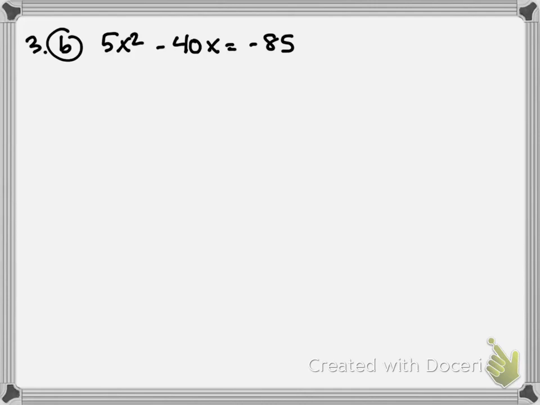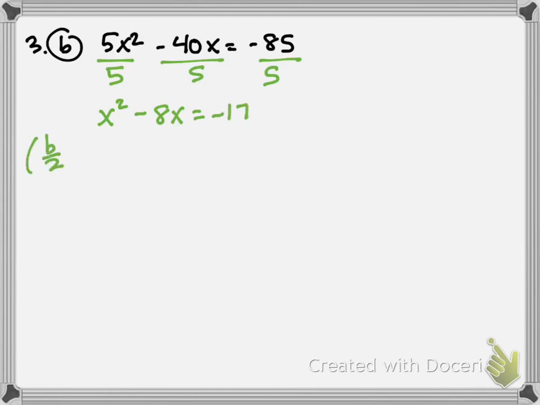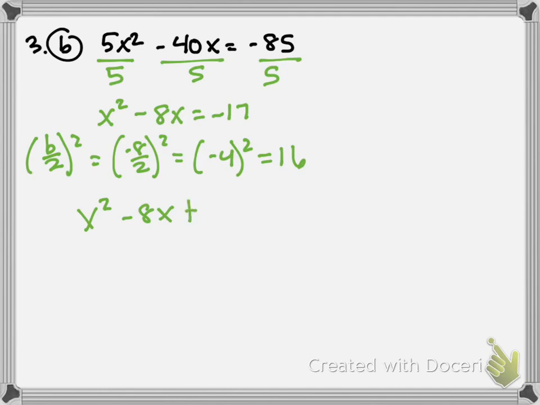All right, let's try another one here. Again, I need to make sure my a value is 1. So I'm going to divide all of these by 5. And so I get x squared minus 8x equals negative 17. So complete the square. B over 2 squared. Negative 8 over 2 squared is negative 4 squared, which is positive 16. So I'm going to add 16 to both sides. Negative 17 plus 16. All right, x squared minus 8x plus 16 equals negative 1.